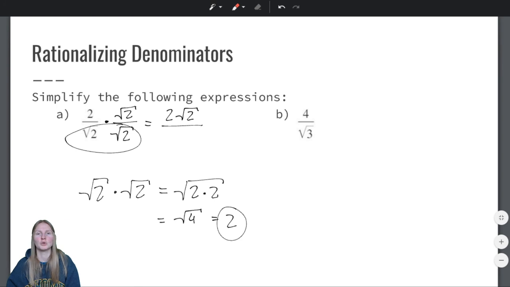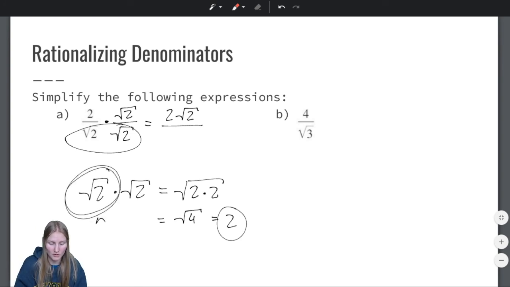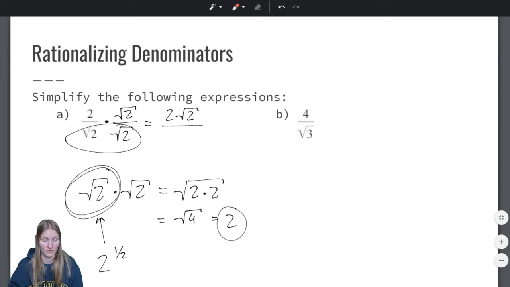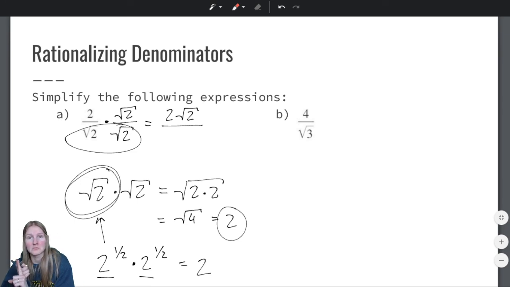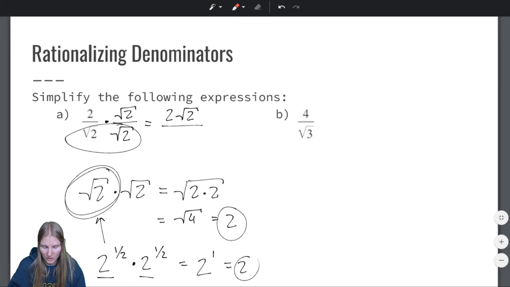Oh, it's just 2. Another way you can think about this is remember that the square root of 2 is the same thing as 2 to the 1/2. So you can think of this as 2 to the 1/2 times 2 to the 1/2. Remember your exponent properties? When you have 2 terms and the bases are the same, you add their exponents. So 1/2 plus 1/2 is a whole. 2 halves make a whole. So that's 2 to the 1, which is 2.